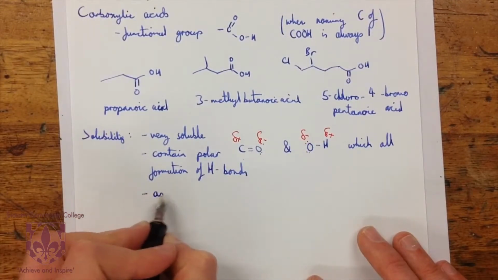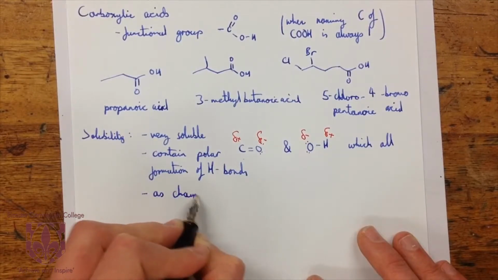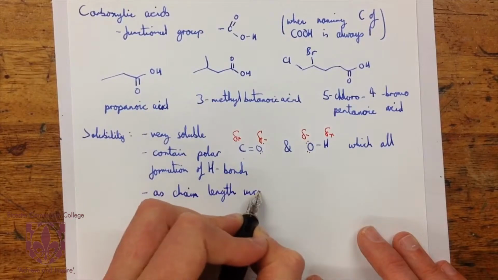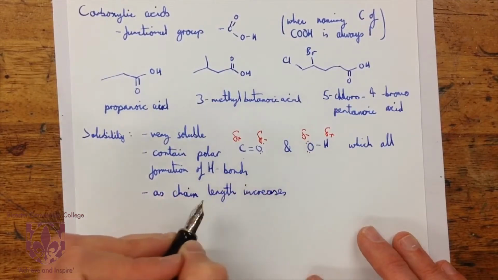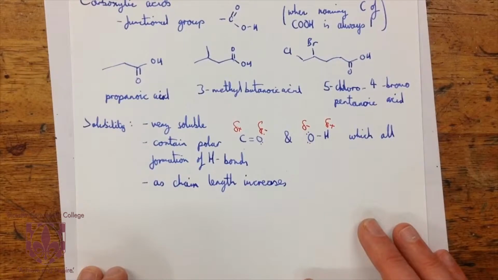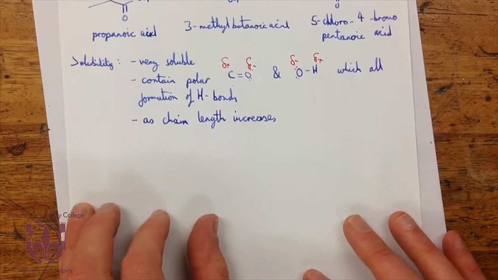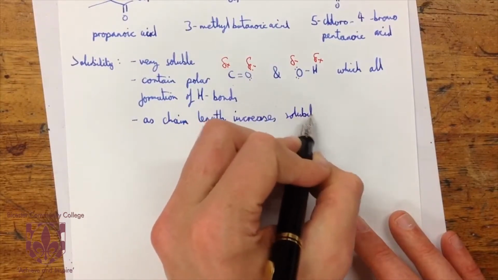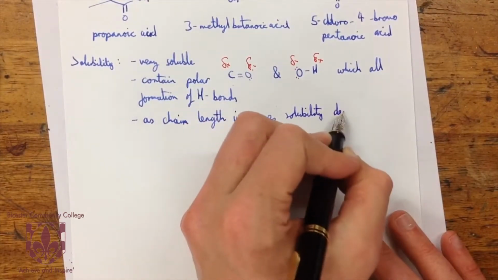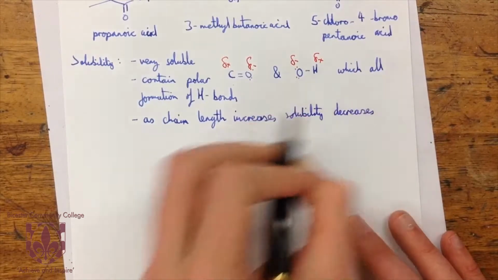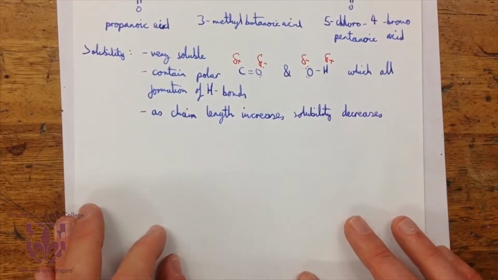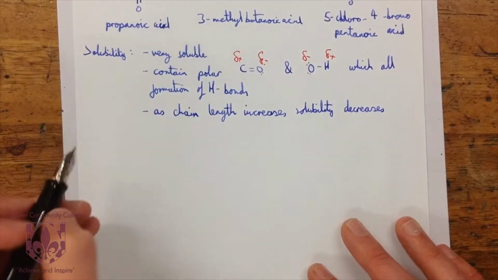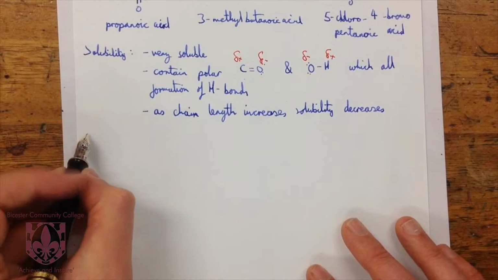However, as chain length increases, from propanoic acid to, say, dodecanoic acid with 12 carbons in the chain, solubility decreases. So you've got more of all these carbons and hydrogens, which are not very soluble in water, and it overcomes the polarizing effect of the functional group.